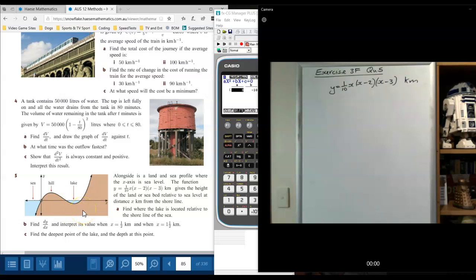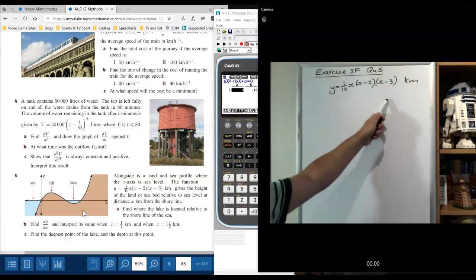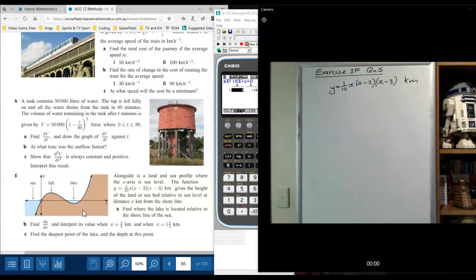It gives us an equation which describes the land profile, if you like. The first question asks us to find where the lake is located relative to the shore sea line. I'm just going to answer that one verbally, because hopefully you realise that the x is represented by the x-intercept here, and then your lake must be at 2 and 3 kilometers. So the lake's 2 kilometers away from the shoreline, and it's a kilometer wide. And that's really all there is to that.